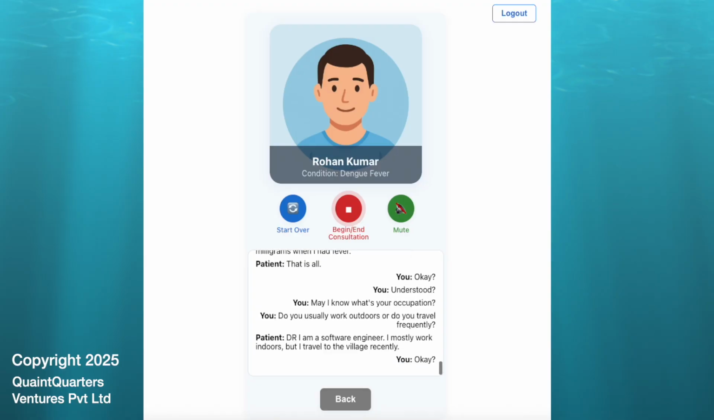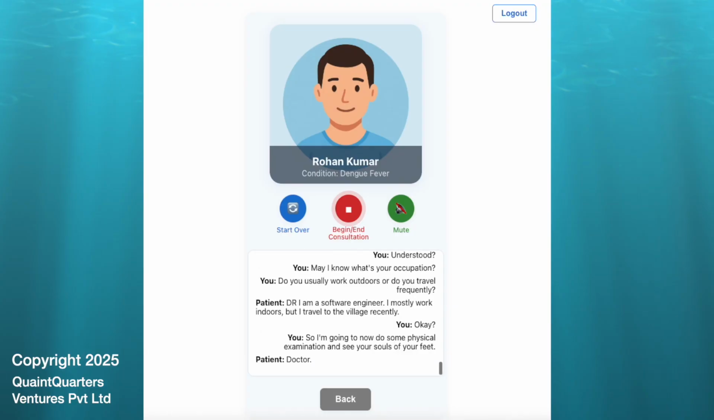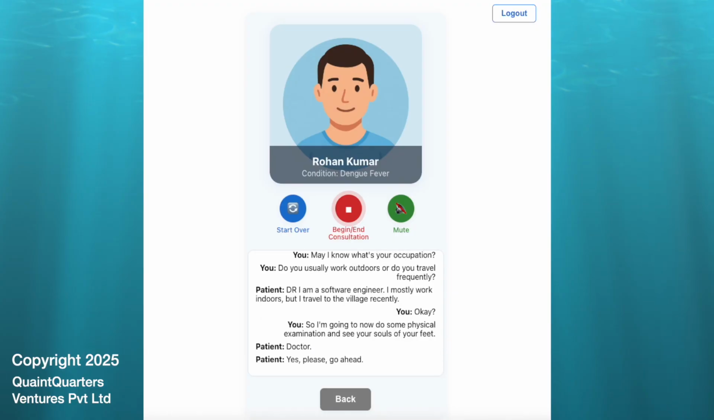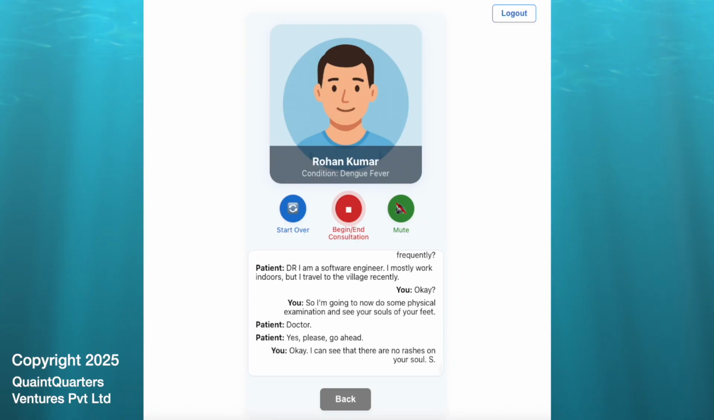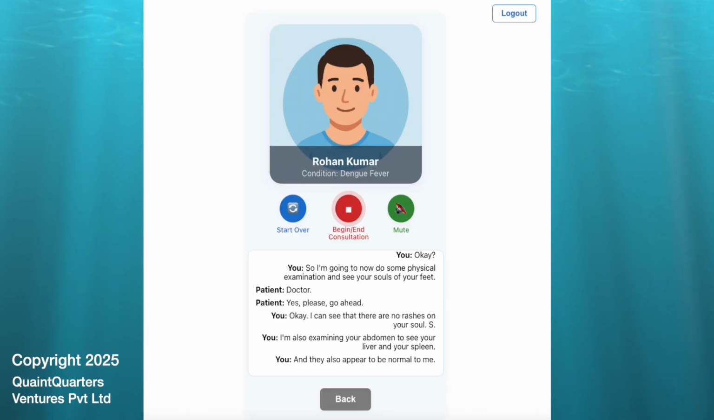Okay. So I'm going to now do some physical examination and see the soles of your feet. Doctor, yes, please go ahead. Okay, I can see that there are no rashes on your soles. I'm also examining your abdomen to see your liver and your spleen, and they also appear to be normal to me. So I'm thinking of ordering a lab test for checking if there is malaria or dengue. Are you okay with that?